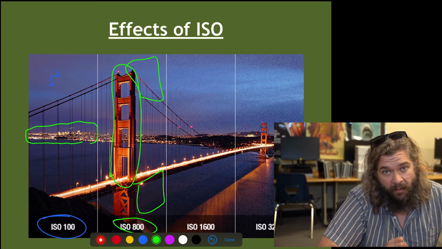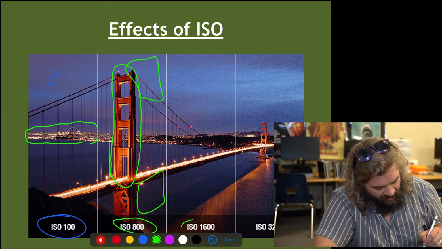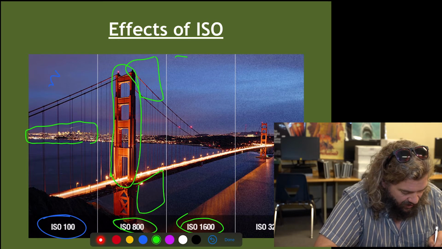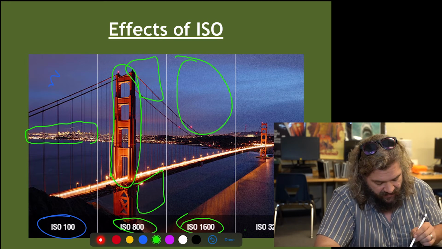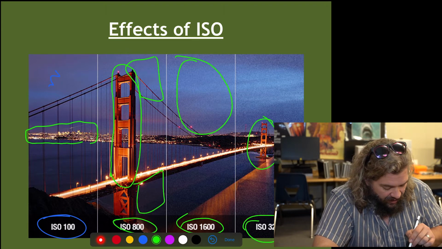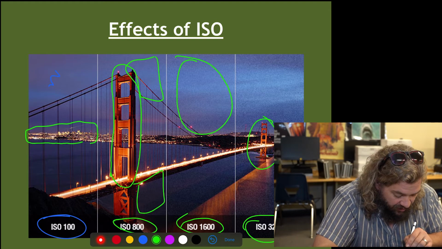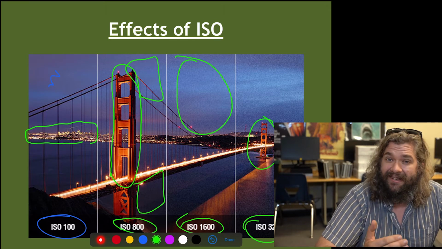There's digital noise there, but in the bright areas, you don't see it quite as much. As we get to ISO 1600, obviously even more graininess and digital noise is present. ISO 3200, even in the bright areas, even in the really dark areas right there, there's so much digital noise.